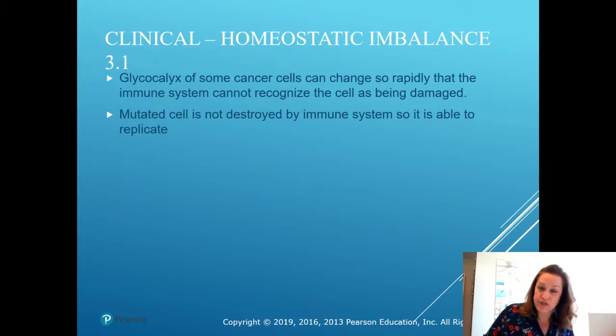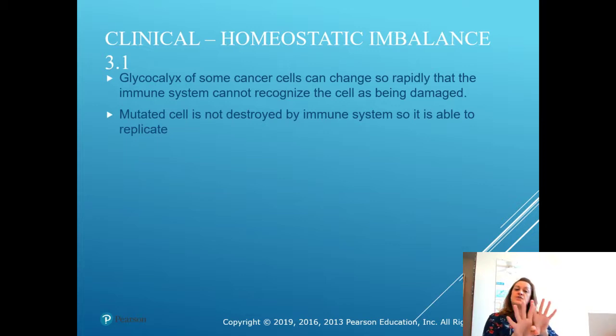And again, when we're doing these topics, we want to go back to why is this important? Why are we worrying about this? The glycocalyx. So we have the cell, we have the plasma membrane, we have a couple of those carbohydrates sticking off. It's called the glycocalyx. This says the glycocalyx of some cancer cells can change so rapidly that the immune system cannot recognize the cell as being damaged. How about that? And a mutated cell is not destroyed by the immune system, so it's able to replicate. So cancer cells have found a way, right?